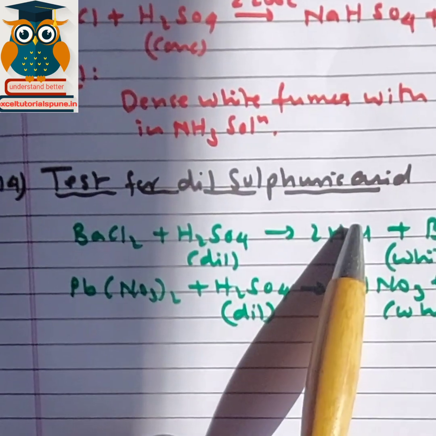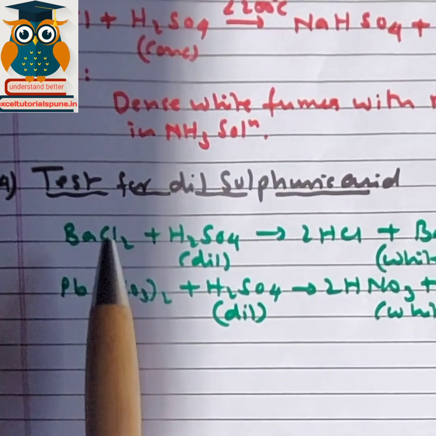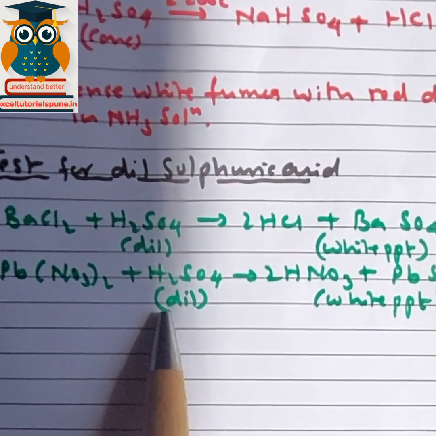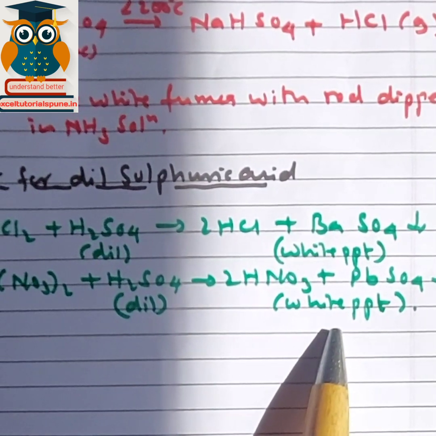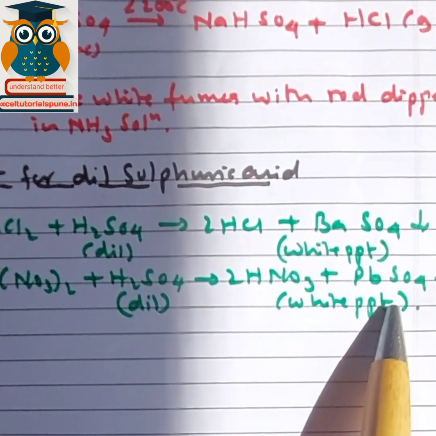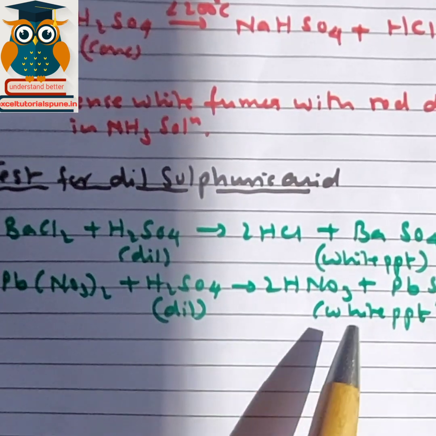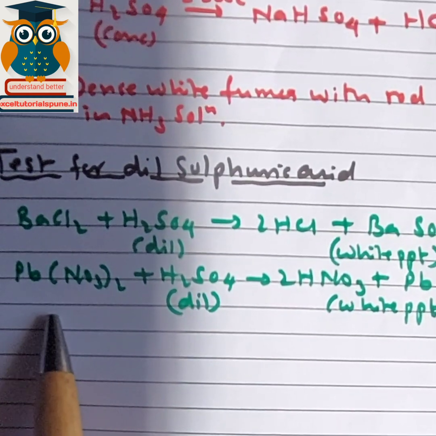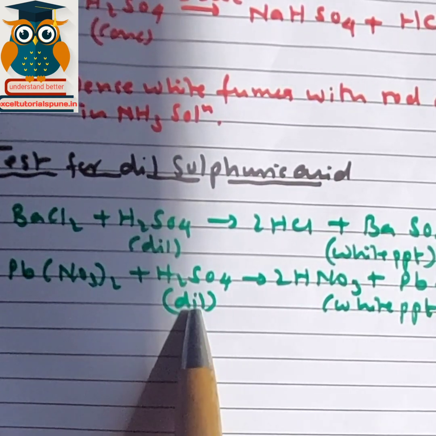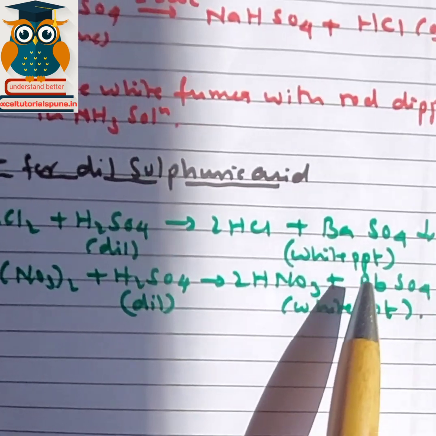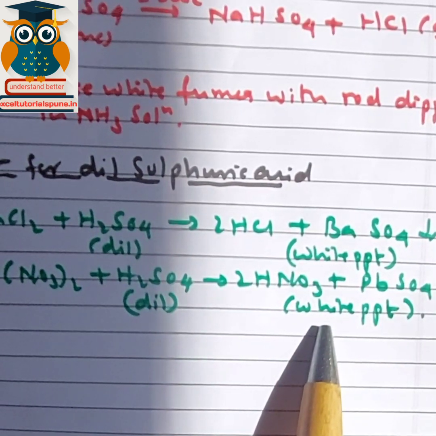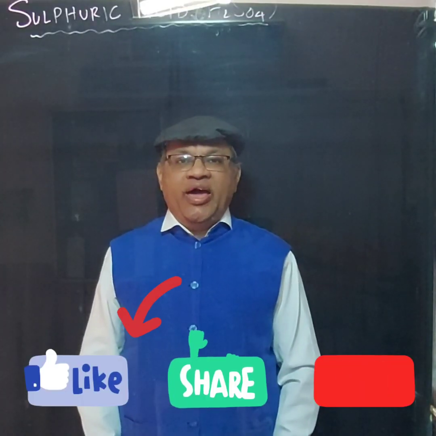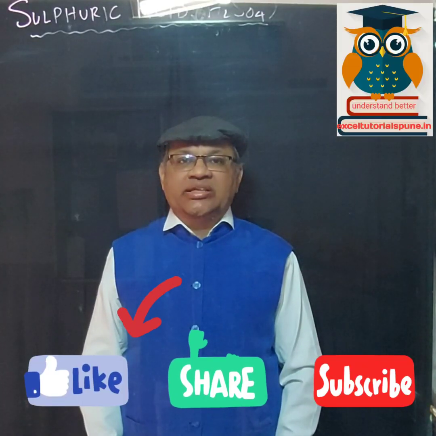Now test with dilute sulfuric acid. Barium chloride or lead nitrate, when reacted with dilute sulfuric acid, gives barium sulfate or lead sulfate, which is a white precipitate. So this equation also you learn. Alright. So that's all we have in this lesson, sulfuric acid.